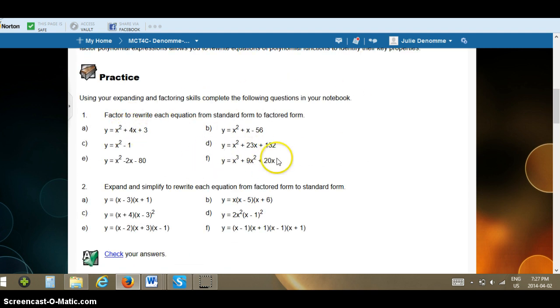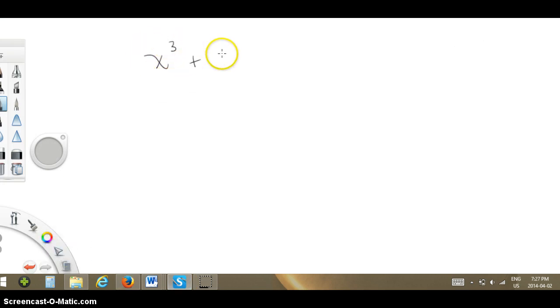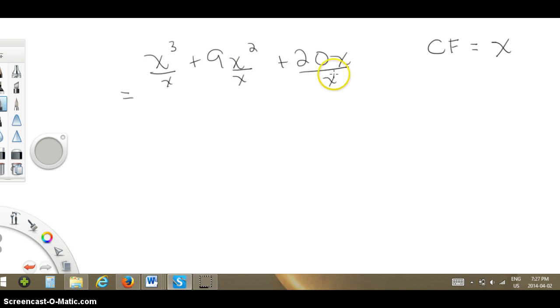For an example, x cubed plus 9x squared, and then plus 20x. Remember what I said, you always have to look for a common factor before you start doing anything. And in this case, we have a common factor of x, where you can divide each term by x. I can't take out more than 1 because there's only 1 over here. So I'm going to put the common factor in the front. X squared is left, plus 9x plus 20.